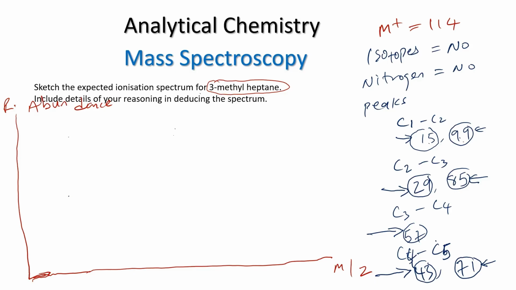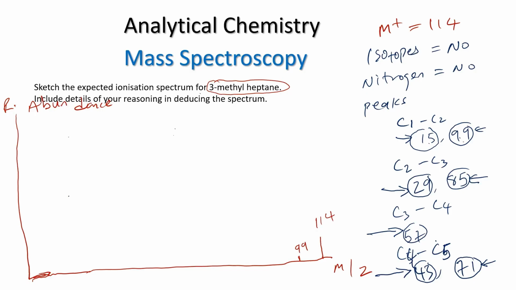The first thing to include is our M+ molecular ion, which is 114, and the molecular ion is not usually that prominent. The next peak in terms of bigger number is 99, and 99, like I said, is not a significant peak, so it's going to be small. We're going to have our 99 somewhere here.